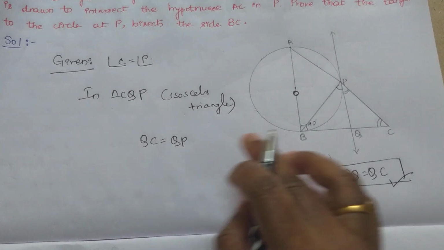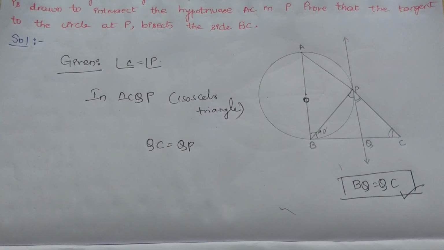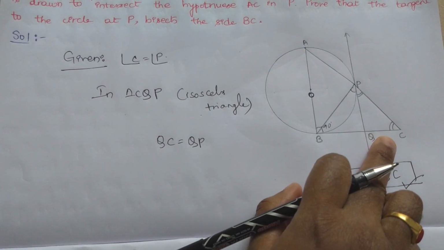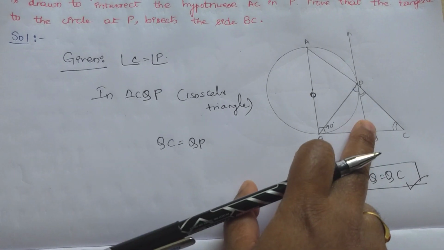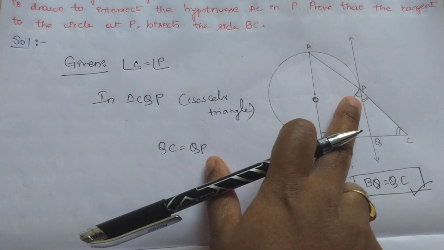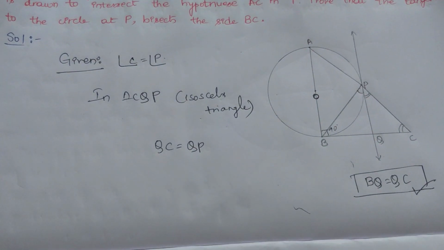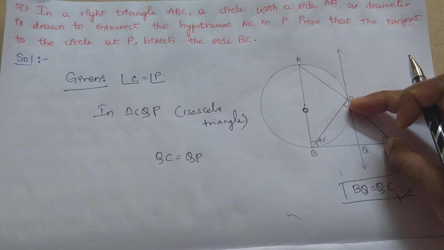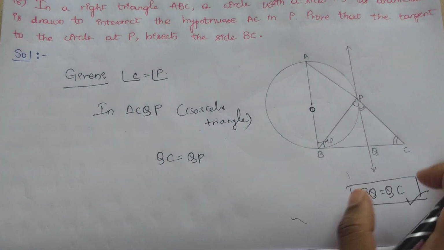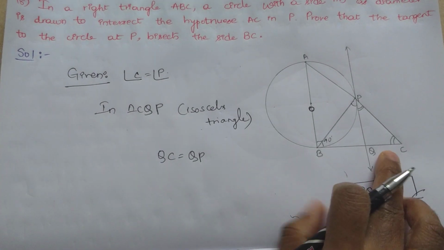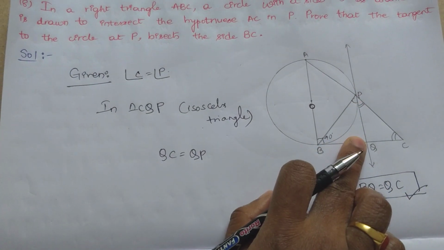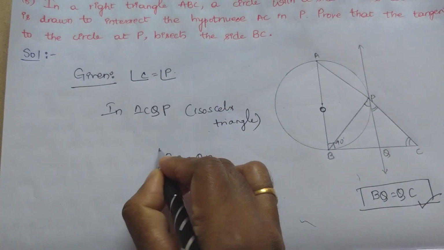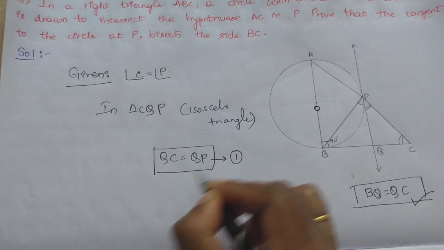See, I am explaining this again. In the figure itself, they have given that angle P equals to angle C. So when you consider the triangle CQP, two angles are equal. It means that it is an isosceles triangle. In an isosceles triangle, if two angles are equal, their opposite sides are equal. This we have learned in our class 9. What is the opposite side for angle C? It is PQ. What is the opposite side for angle P? It is QC. Therefore, QC equals to PQ. So I will put it as equation 1.